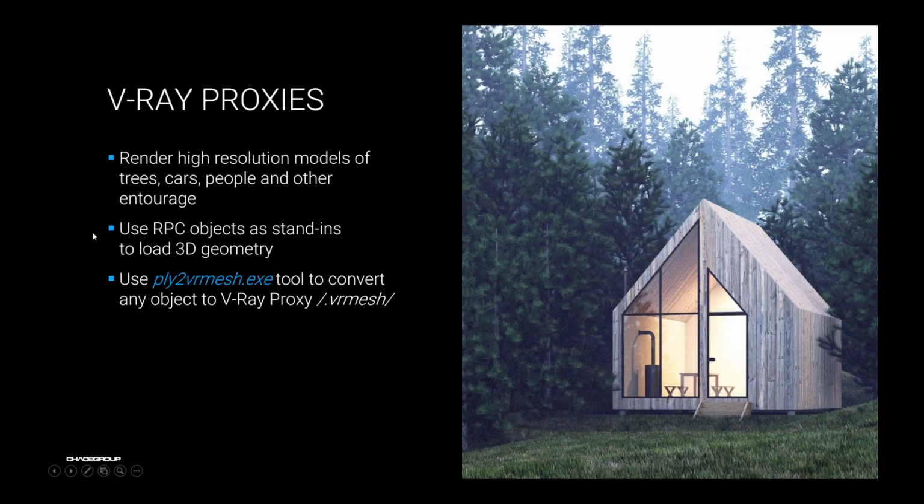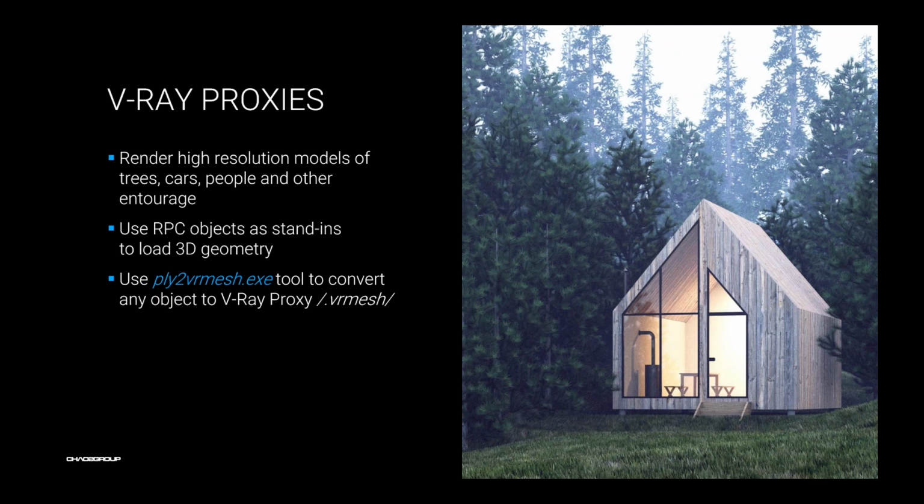Now it's time for V-Ray proxies. They're one of the most wanted features in this release. They allow for rendering high-resolution entourage models like trees, cars, people, and everything that comes to your mind. They import complex geometry from external meshes at render time only. The geometry is not visible in the Revit project and does not use up any resources.